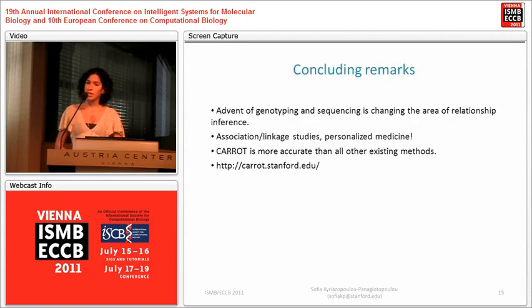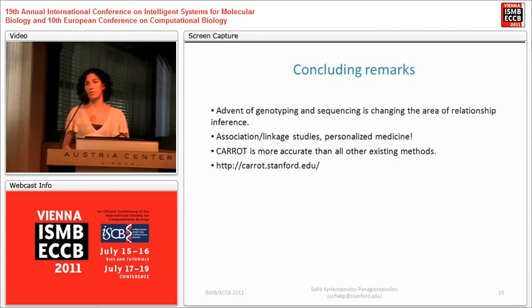I would like to close by saying that although relationship inference was studied a lot in the past, the advent of genotyping and sequencing opens up opportunities for new exciting applications of relationship inference. For example, in the past, forensics was considered the major application of relationship inference. However, as the HapMap case study suggests, relationship inference can be very useful for detecting unspecified relationships in large cohorts, and therefore it can be useful for association and linkage studies where unspecified relationships can have a serious effect.